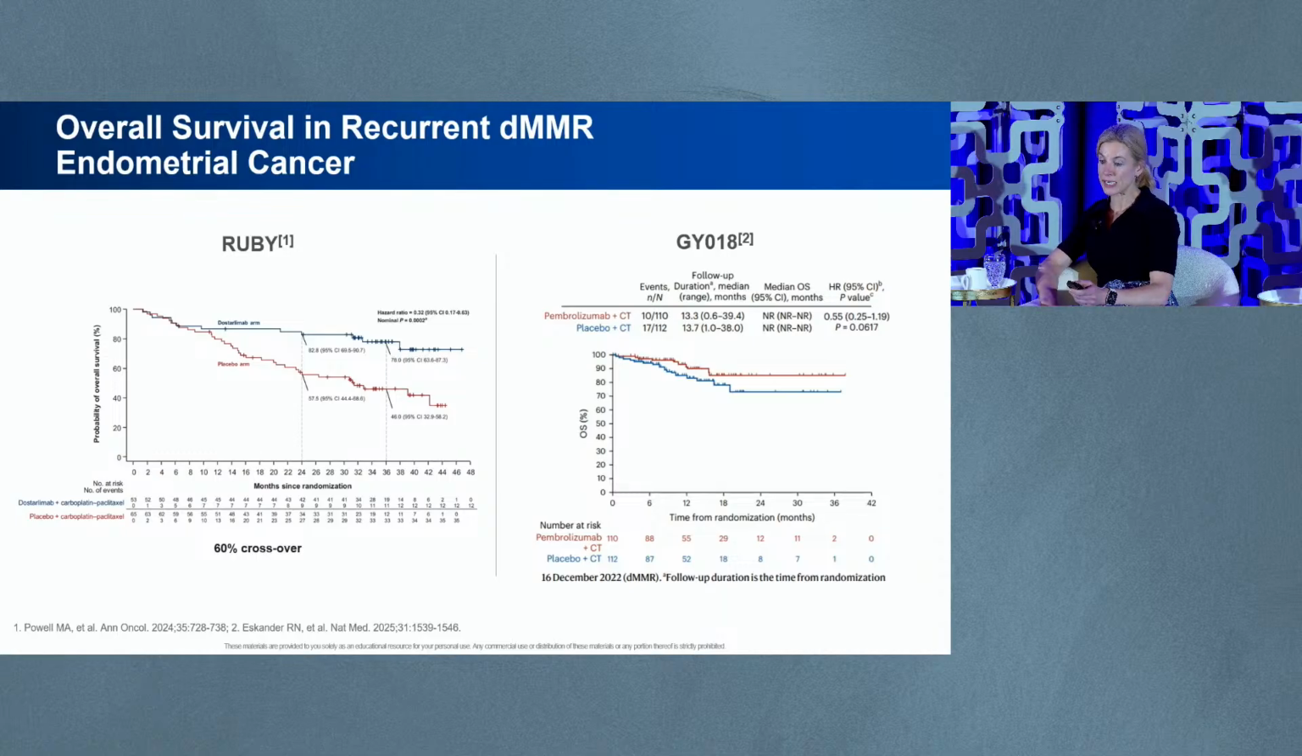In GY018, we still see a hazard ratio of 0.55, but this trial was unblinded and there was very early on crossover, so much more difficult to show that survival advantage in this study.